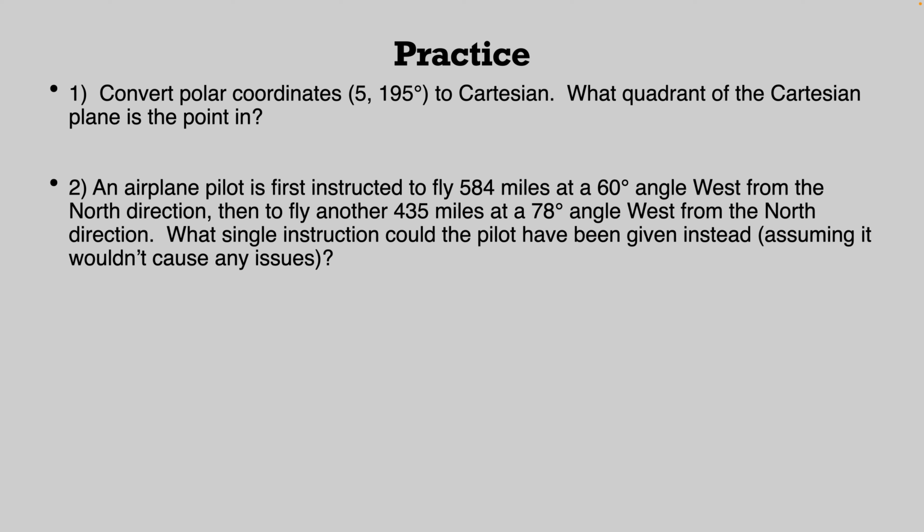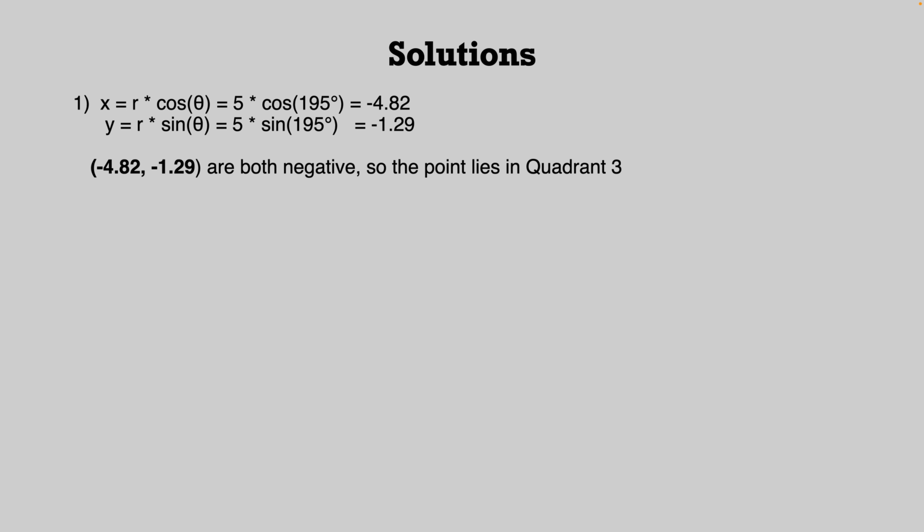All right. So our number 1 here, pretty simple. We're going to get our Cartesian coordinates using those formulas we showed earlier about multiplying the magnitude by either the cosine or the sine of the angle, and that'll leave us with both of our coordinates here, in this case, being negative. So that would mean that the point is in quadrant 3.